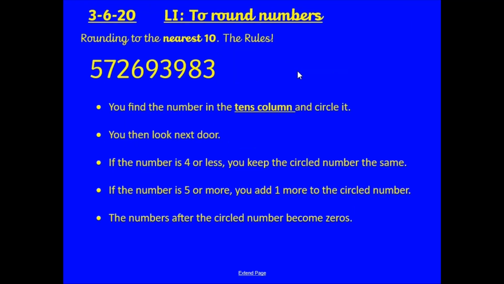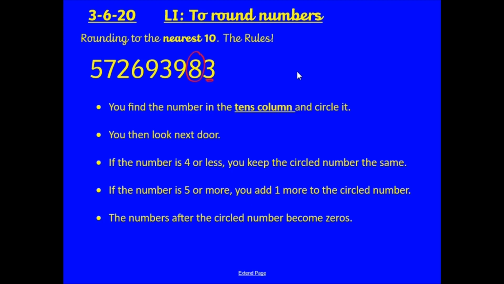It is no different even if I have got a bigger number. So here I have got 572,693,983, and I'm rounding that to the nearest 10. Well, nothing changes. I circle my number in the tens column, because this is what I'm rounding. This is where I'm finding out whether it's going up or down. I then look next door. It's a 3.